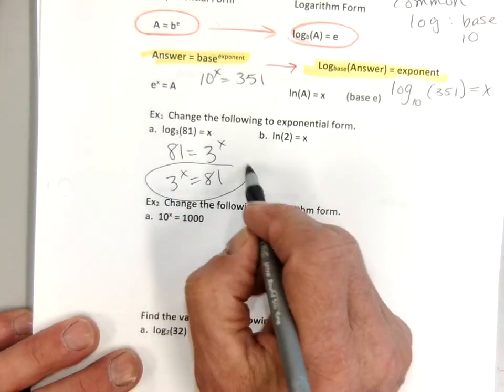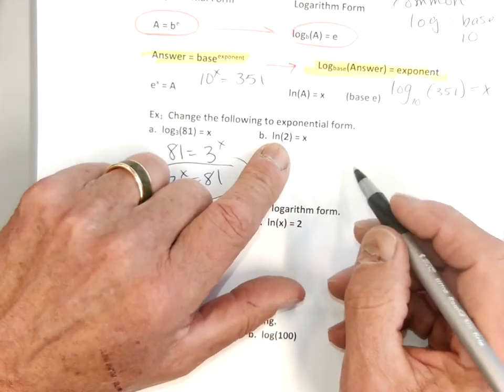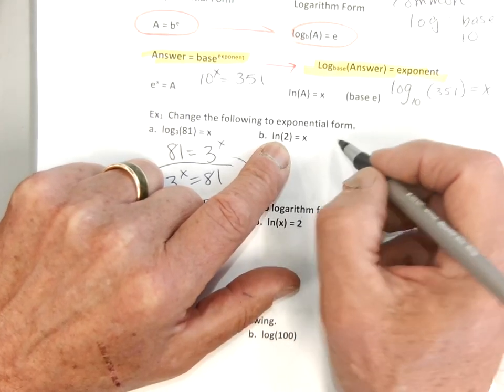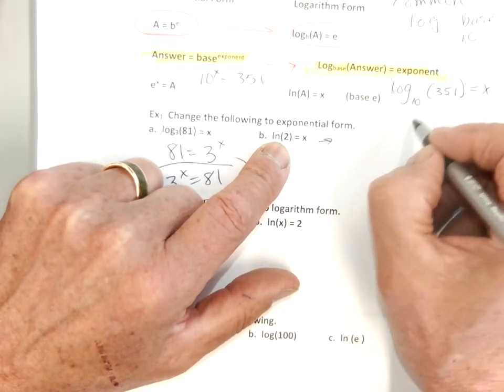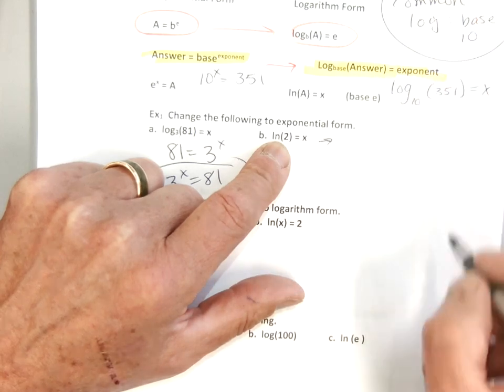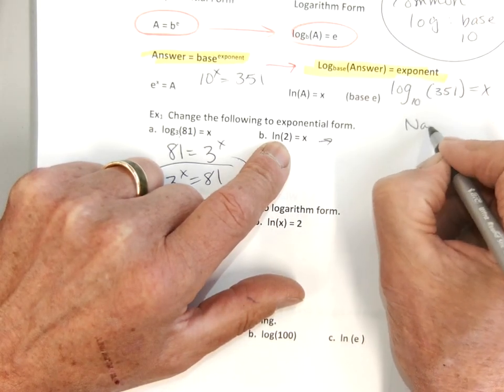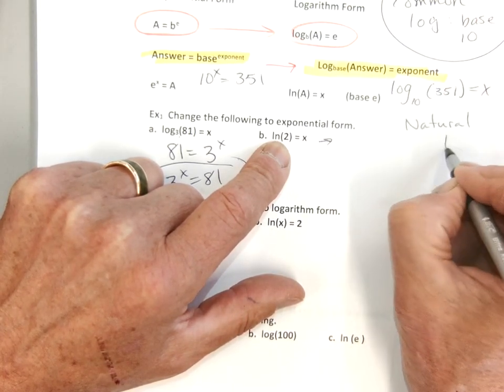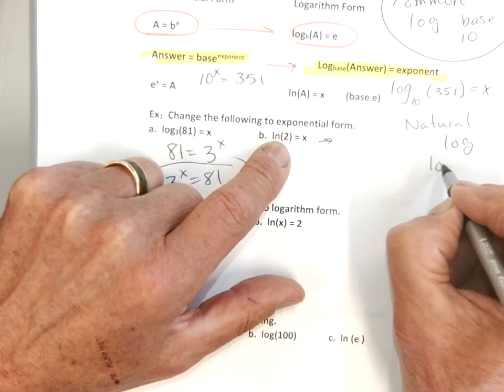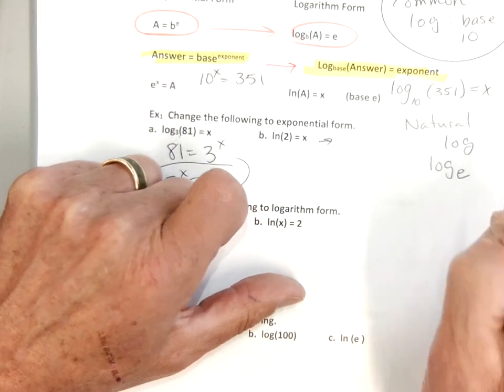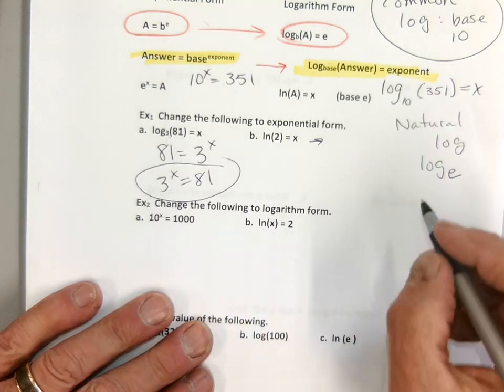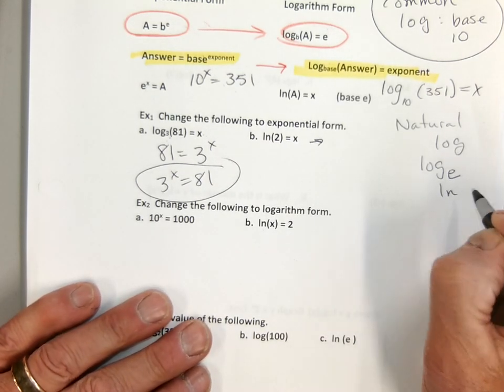Boom. Now, ln is base e. So I'm going to rewrite this. We have a common log, and then we have a natural log, and that is log base e. But we don't write it as log base e. We write it as ln, which you think is log that is natural.